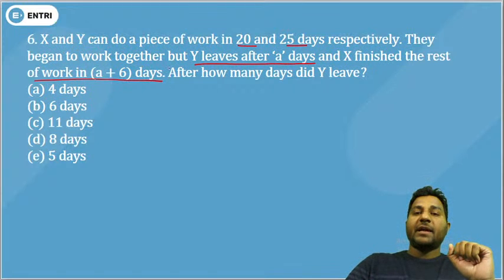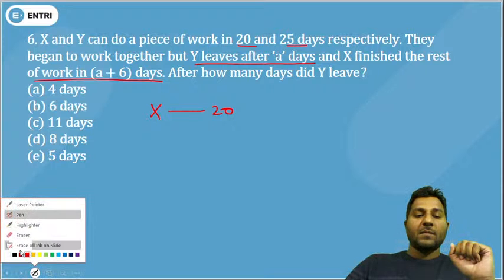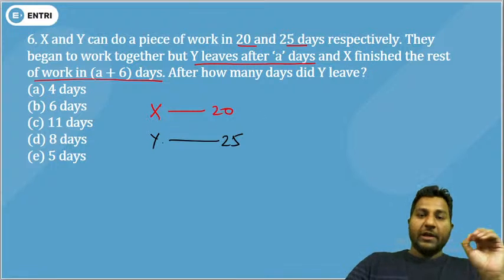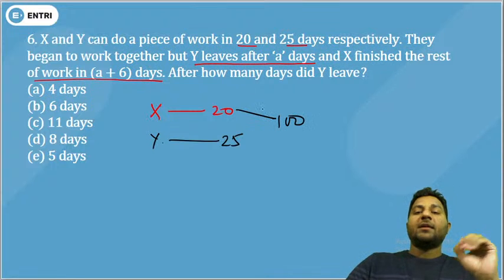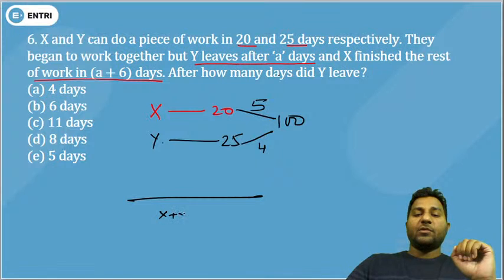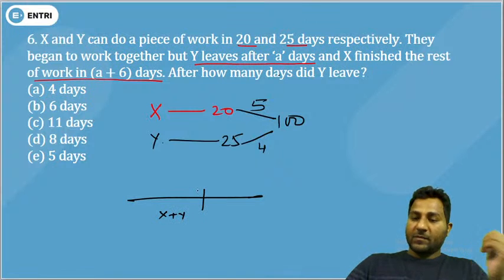X and Y can do the work. X took 20 days, while Y took 25 days. So clearly 100 will be the LCM. That means the efficiencies are in the ratio 5:4. They began the work together. That means X and Y both began the work together. Alright.